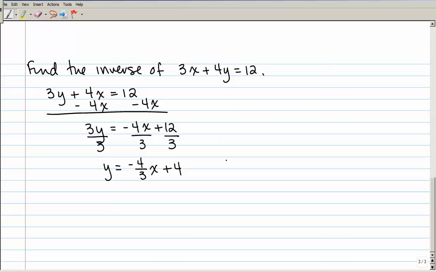And let's write it in our function notation. The inverse of f of x is equal to negative 4/3 x plus 4.